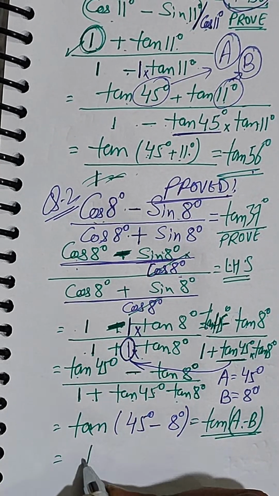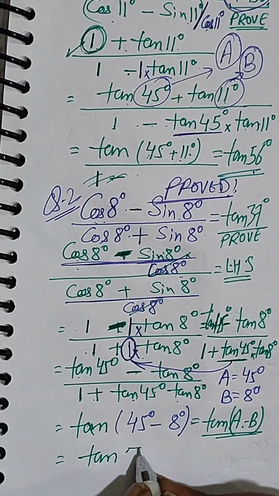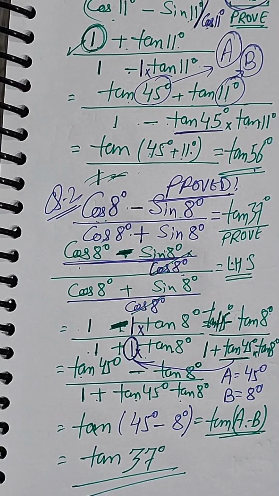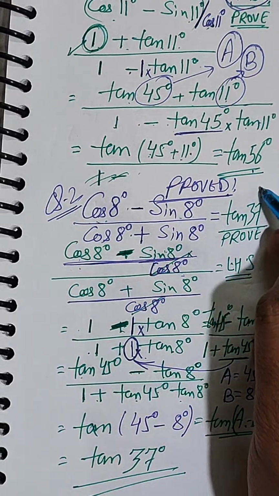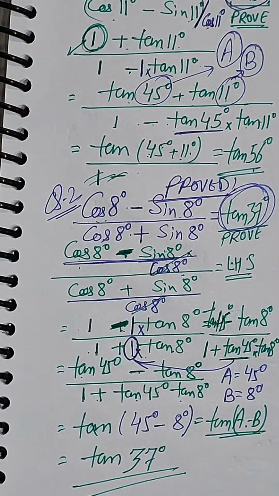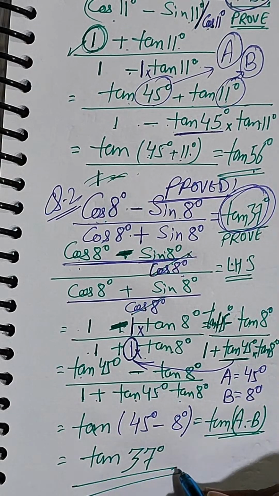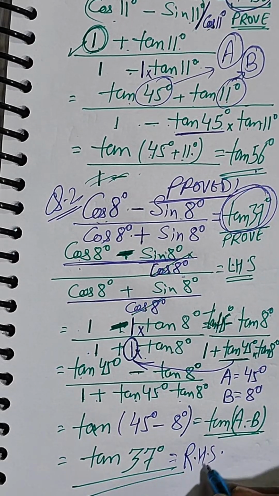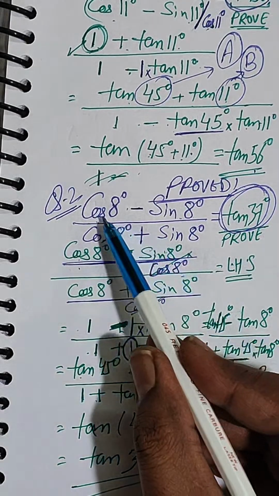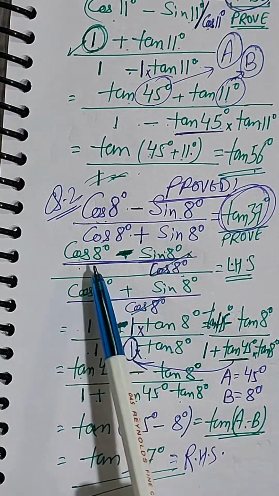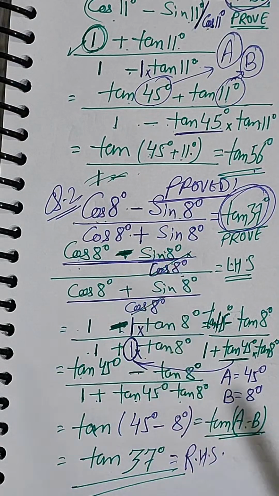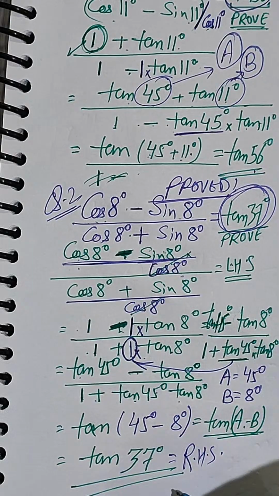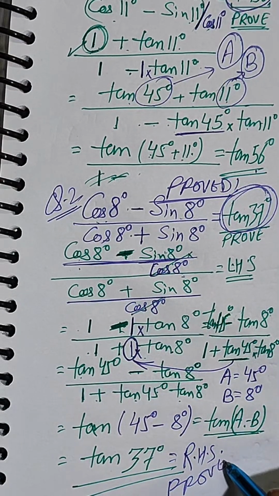So this is equal to tan of 37 degree, and this was what we were about to prove. You can see here tan 37 degree, right? So in this way tan 37, which is our RHS, and we proved (cos 8 minus sin 8) by (cos 8 plus sin 8) is equal to tan 37 degree, right? So in this way it's proved.